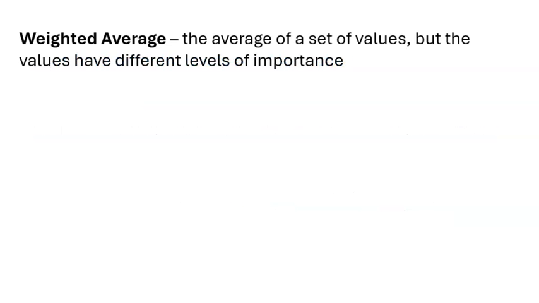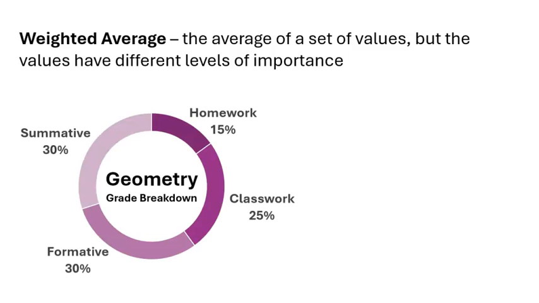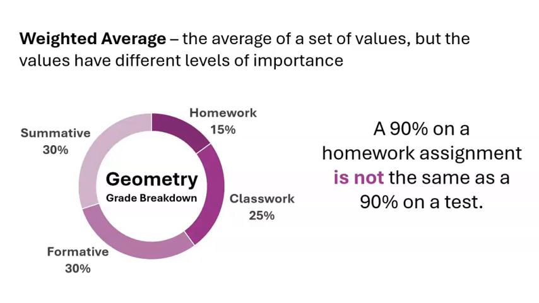So a weighted average is the average of a set of values, but the values have different levels of importance. We actually use this when we are calculating grades. So thinking about how I calculate grades for geometry, we know that homework is 15%, classwork is 25%, and then formative and summative assignments are 30% each. And so that means that a 90% on a homework assignment is not the same as a 90% on a test, because a test weighs more because it's a summative assessment.